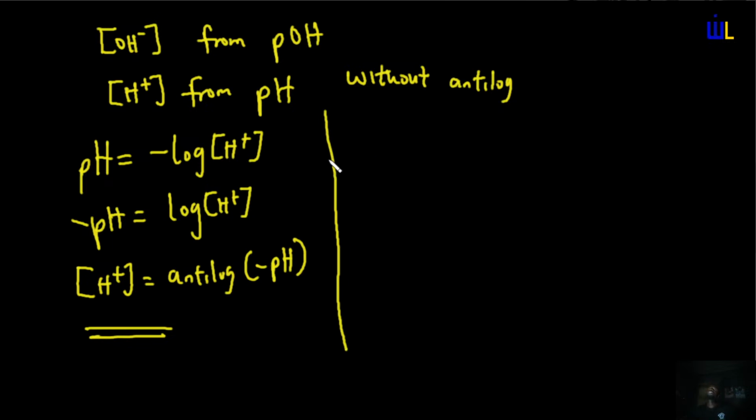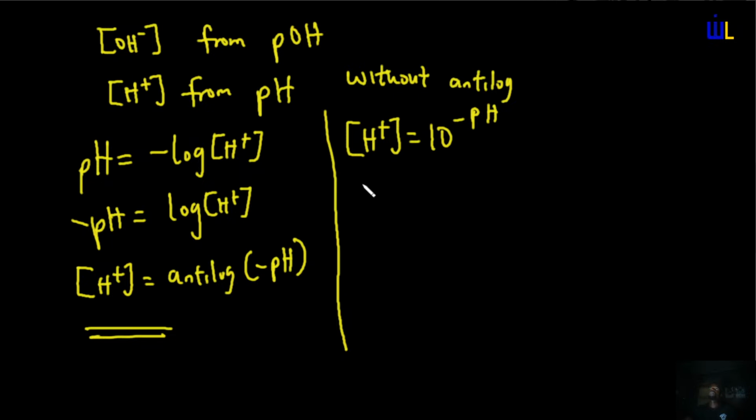On the other hand, now imagine we don't have a calculator. If we don't have a calculator and we're supposed to solve this, just have this in mind, that concentration of hydrogen ion is equal to 10 raised to power minus pH. Put this down. This is easier to resolve.